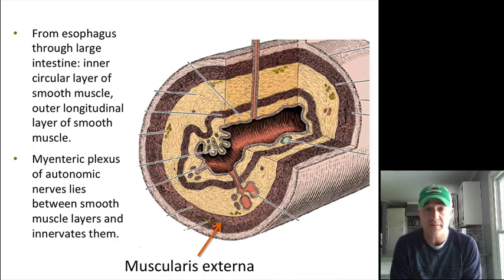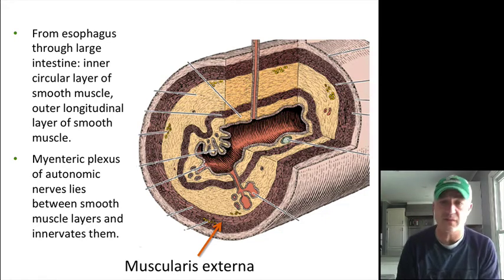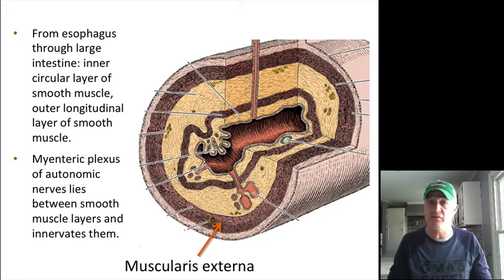Again, this is all wired by the autonomic nervous system. Mainly the parasympathetic is going to increase activity in this. And again, this is what's going to help move that bolus, chyme, whatever else we're calling it at that point, through the digestive tract.